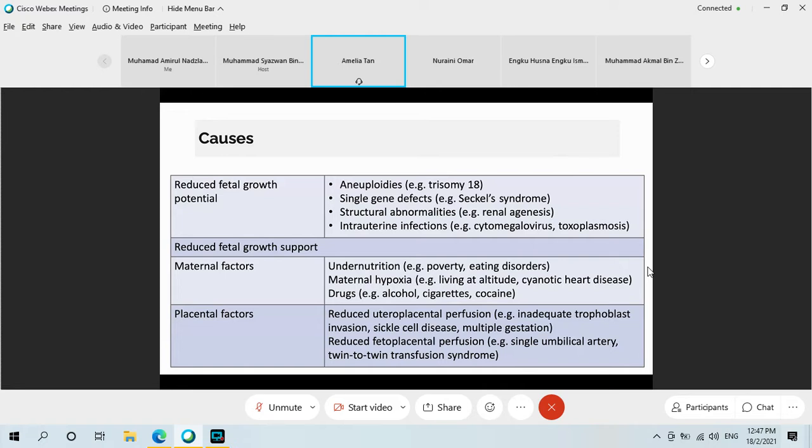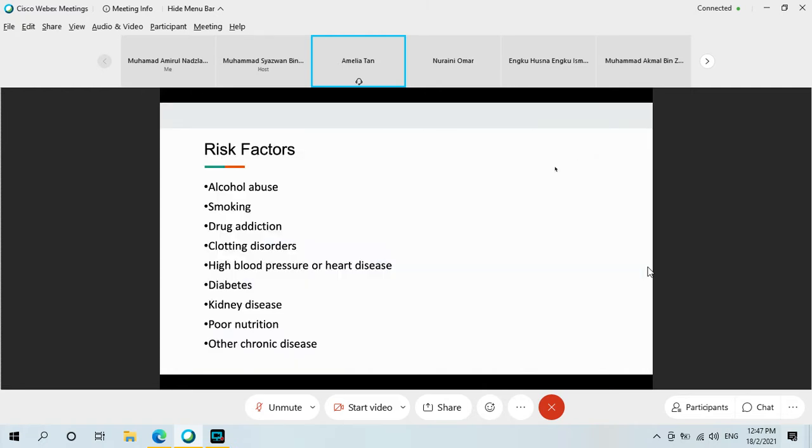And next is the risk factors of fetal growth restriction. So why do we need to know the risk factors? If the pregnant woman is at high risk of fetal growth restriction, we need to monitor more carefully the size of the fetus with gestational age so that we can detect it earlier.